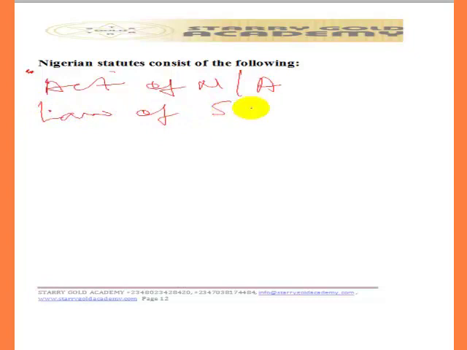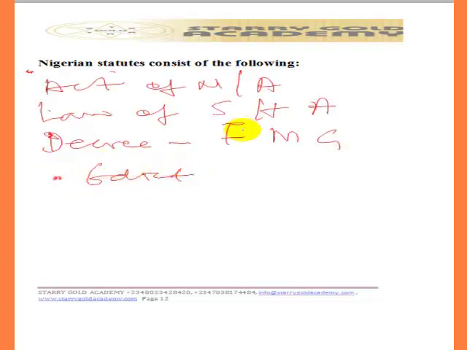Let us look at examples of Nigerian statutes. We have the Act of the National Assembly. We have the law of a state, the law of the State House of Assembly. We have the decree, which is a law made by the federal military government. And we have the edict, which is a law made by the state military government. These are examples of statutes we have in Nigeria, which we are still making use of today.